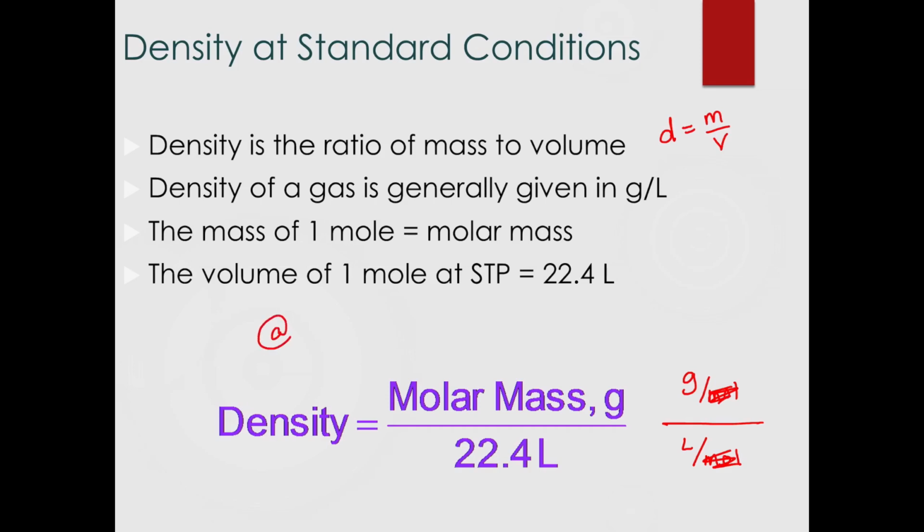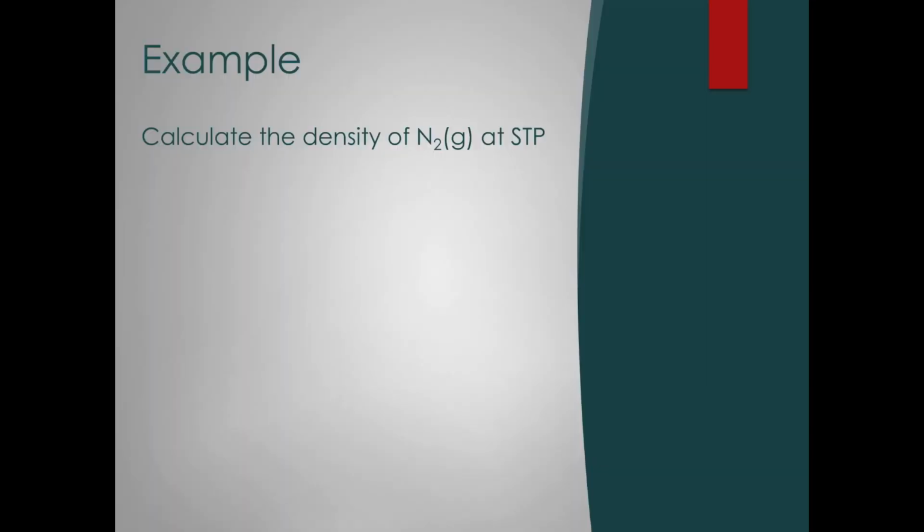But again, this is only going to be true at STP. So at STP, we can use the density is equal to the molar mass over 22.4 liters. So let's go ahead and see an example problem. Calculate the density of nitrogen gas at STP.